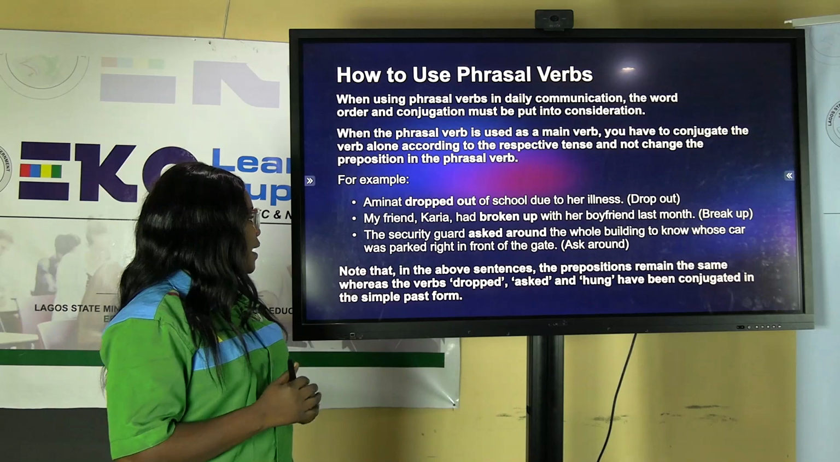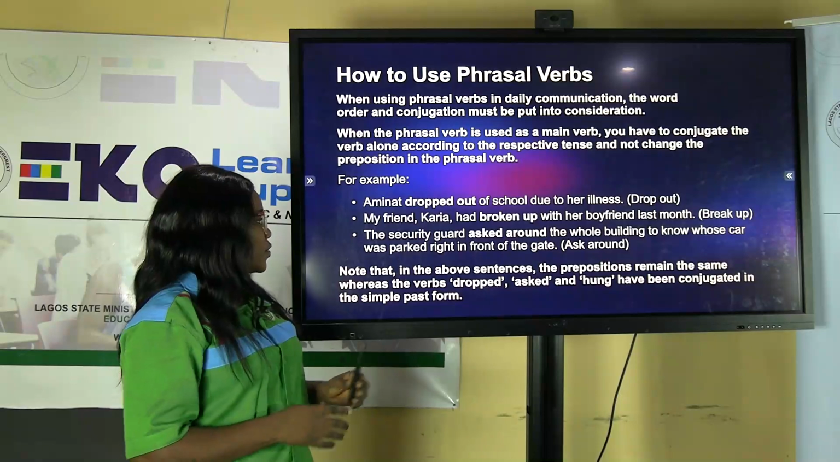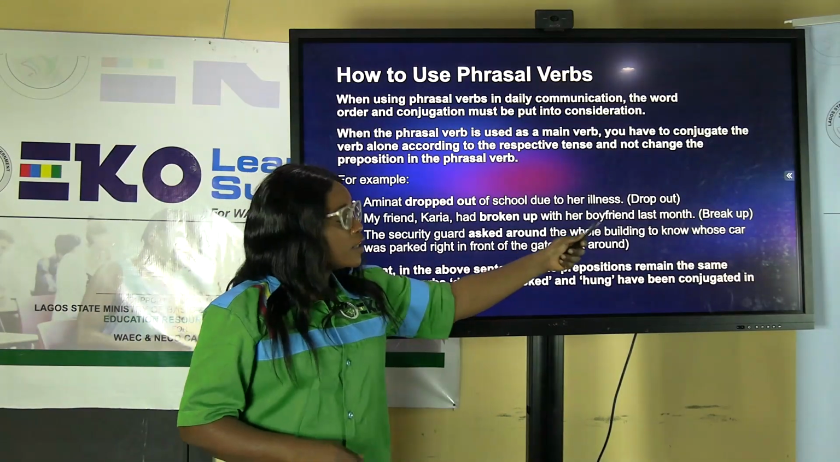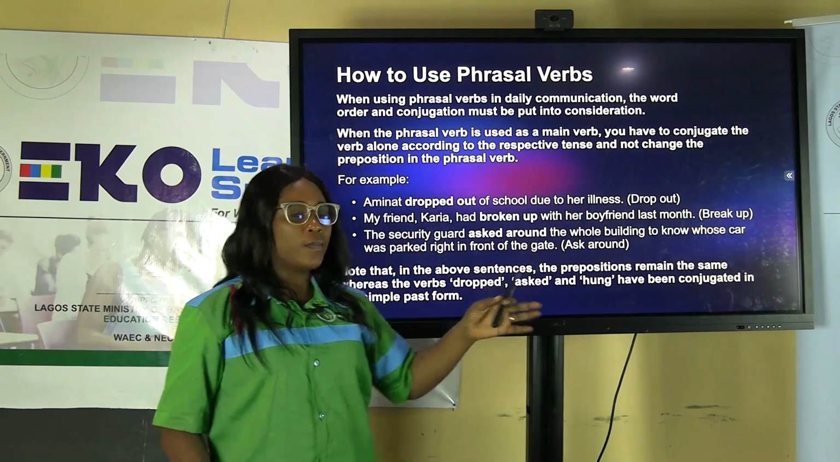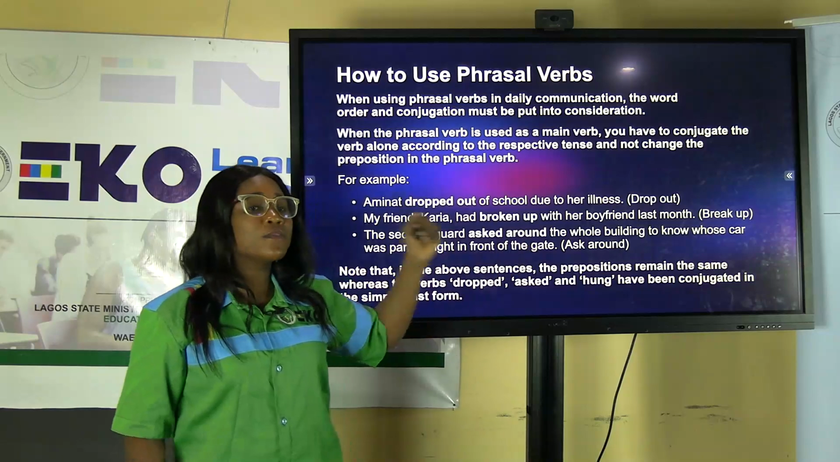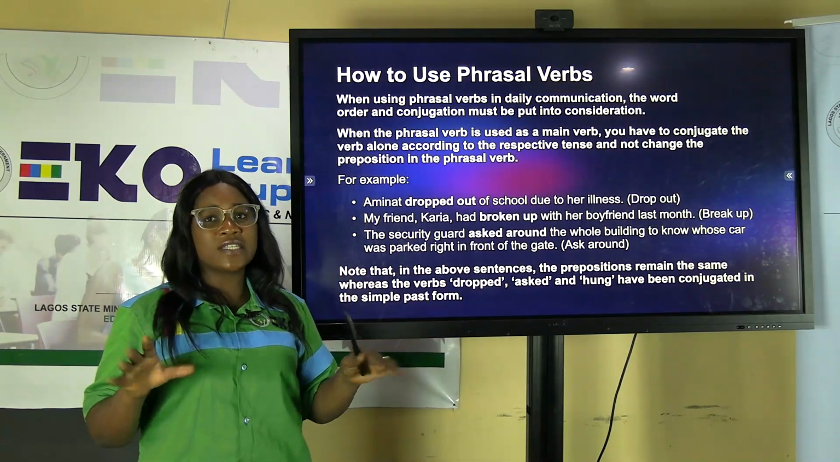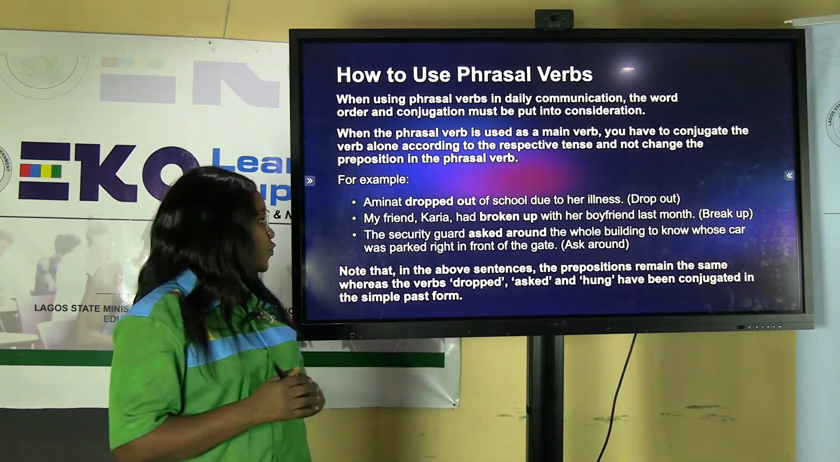Look at the second example. My friend Carrier had broken up with her boyfriend last month. Broken up. The original rendition of this phrasal verb is break up. But for the purpose of this sentence, we conjugate and it becomes broken up. Up still remains the same. Nothing changes. But the verb takes another form.